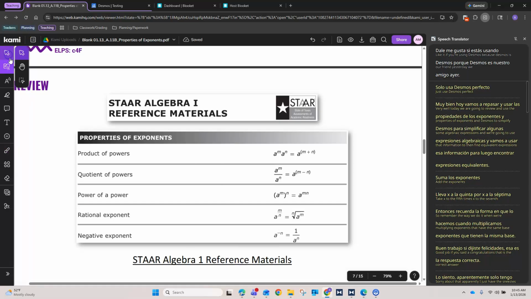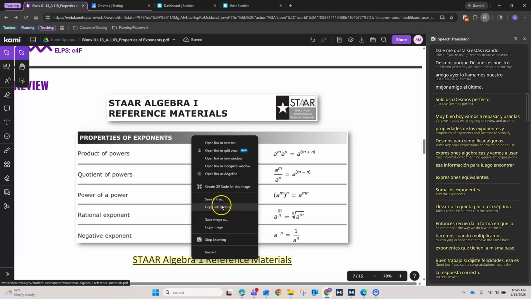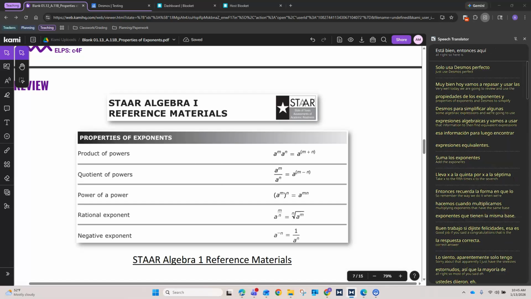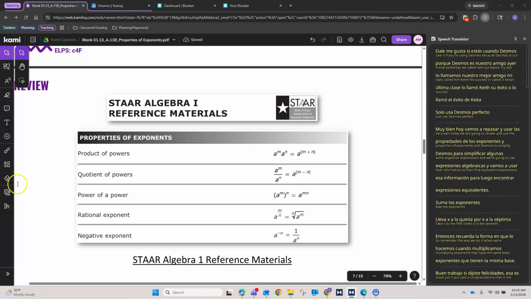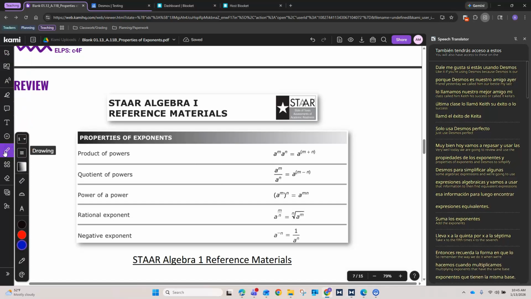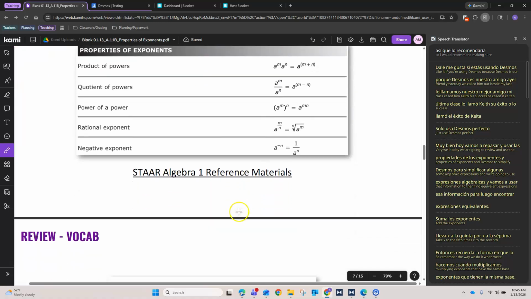All right, so here is a reference chart. These are the STAR reference materials. You will also have access to these on the STAR test. So I would recommend making sure you have access to them right now and make sure that you use it when you're taking tests and quizzes in this class.